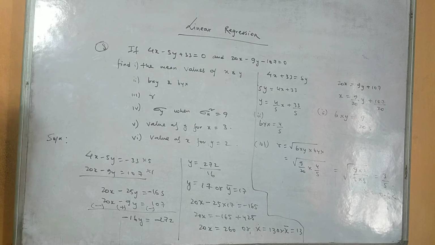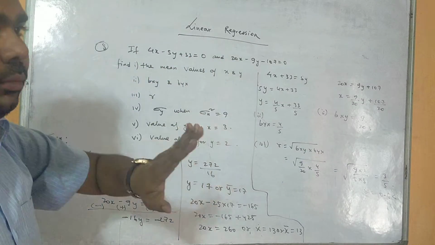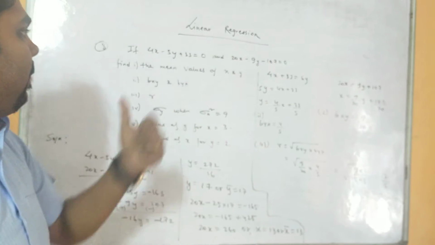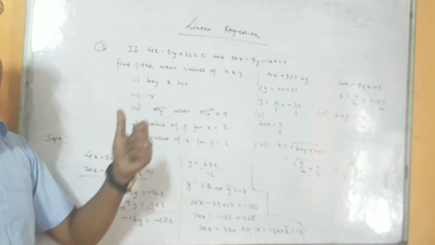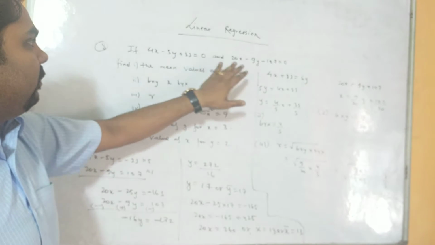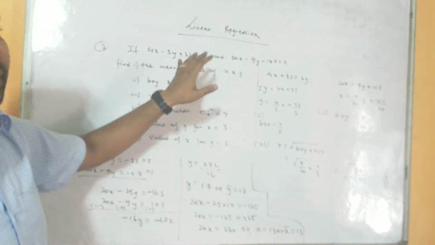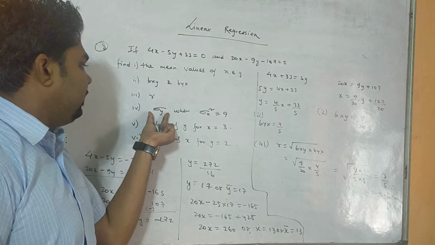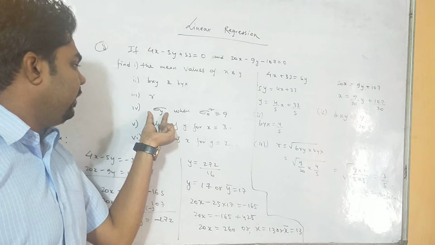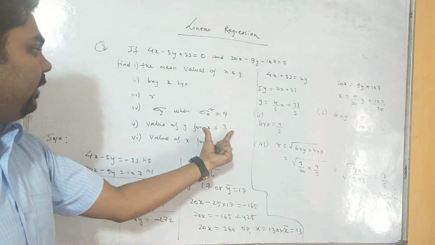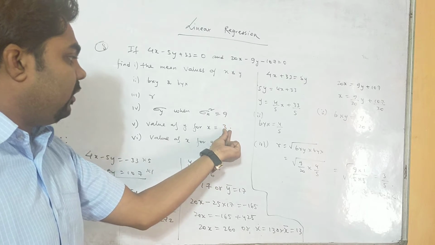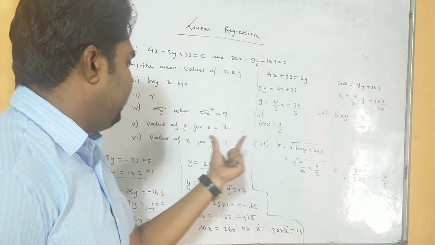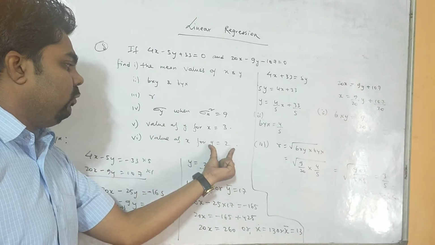If 4x minus 5y plus 33 equals 0 and 20x minus 9y minus 107 equals 0, two equations are given. Find the mean values of x and y. We have to find the mean value of x and y from these two equations. We have to find the coefficient of correlation, as well as the value of sigma y, that means the standard deviation of y, and the value of y for x equals 3. Okay, these three we have to put in that equation, that is y on x. Similarly next, here we have to find the value of x for y equals 2.